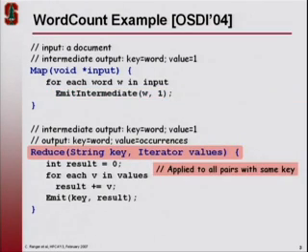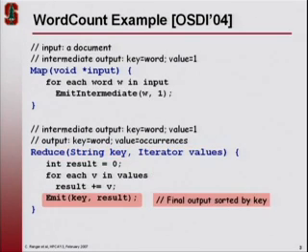The reduce function is applied to all pairs from the intermediate queues with the same key. In this case, we take in a word and a set of occurrences. We sum the set of occurrences to get the total frequency of occurrence and emit the word and the total frequency of occurrence as the final key value pair. The output is a set of lists sorted by keys.